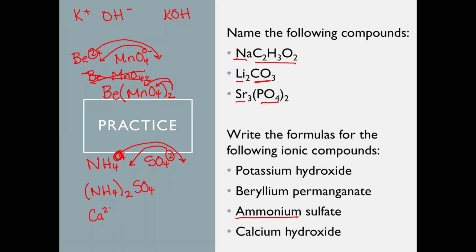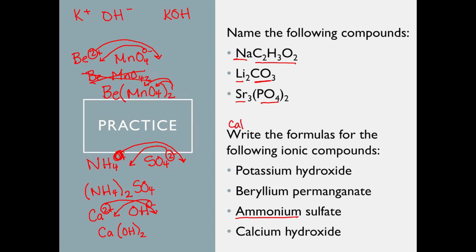Then last one, calcium hydroxide. Calcium's a 2+, hydroxide's a 1-. So the 2 is going to go to the hydroxide, and the imaginary 1 will go to the calcium. So we have CaOH2, so that 2 goes to the entire hydroxide.